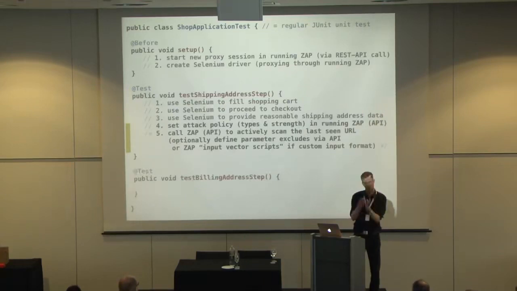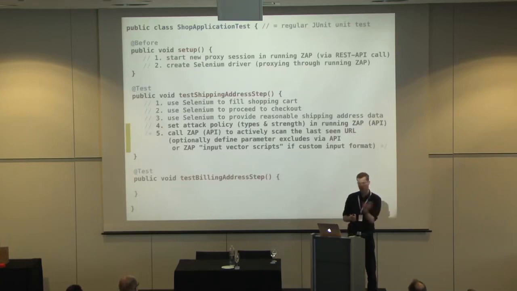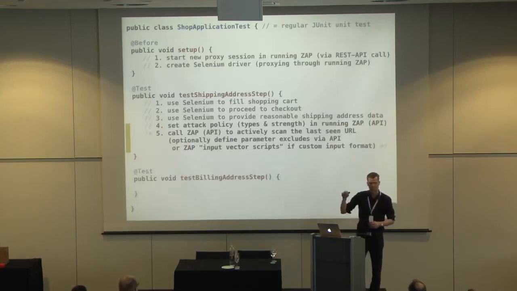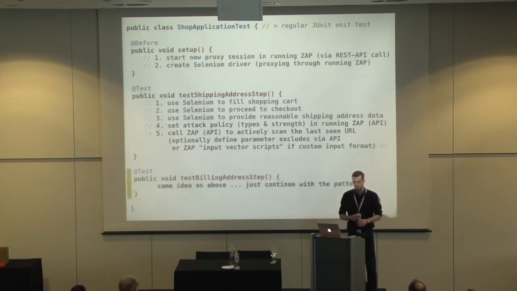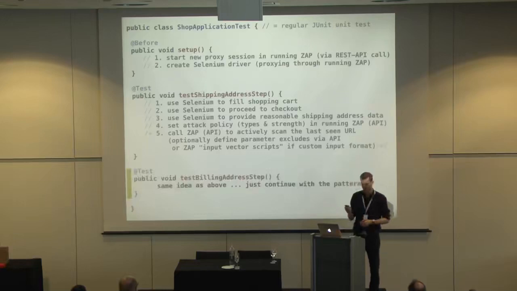And then you need to finally configure ZAP's attack strength and attack styles via the REST API in case you want only certain attacks to be executed, and need to call the ZAP API to actively scan the last seen URL from ZAP's history. So this can be queried via the API as well, and then you can say, please execute an active scan for those attacks on that URL within that session. And obviously, the same is true for other steps as well. Just repeat and continue that kind of pattern.